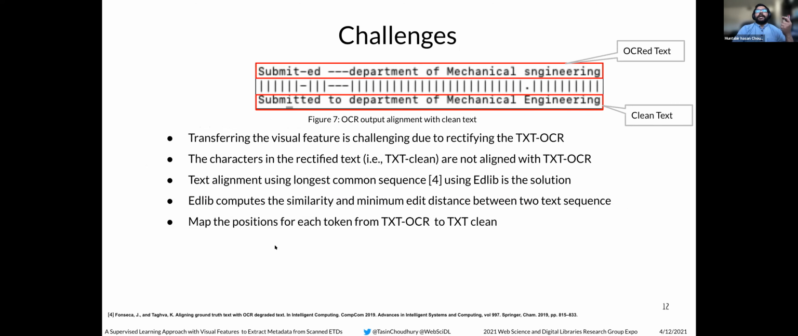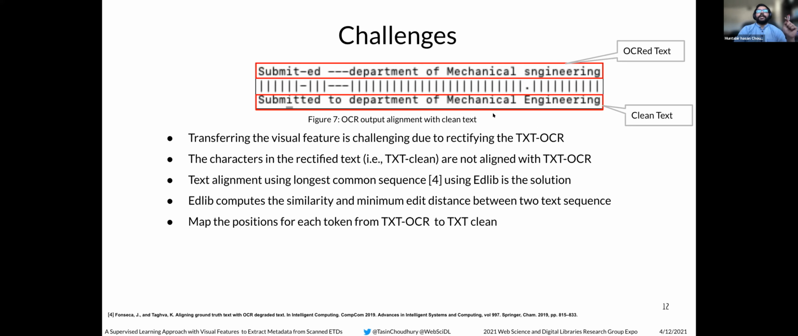Now the challenge is that since we applied Tesseract OCR and got the HOCR file, the position information is available in the HOCR file for the noisy text. So this is the noisy text, which is OCR text. But since we applied the CRF model on the clean text, the position information would be different, right? So this is where we had the challenge, and we had to align them so that the position information would be the same.